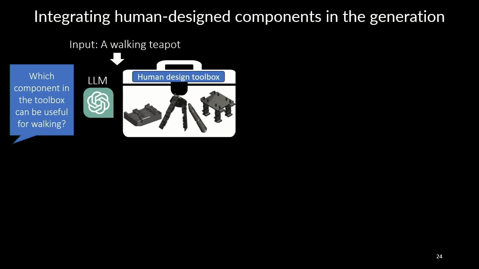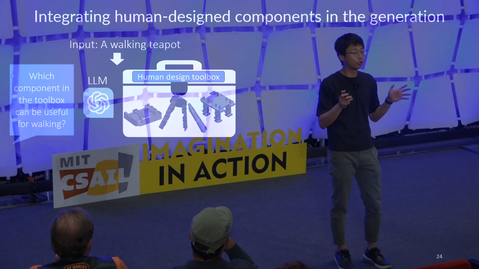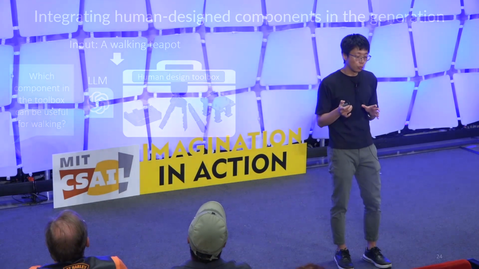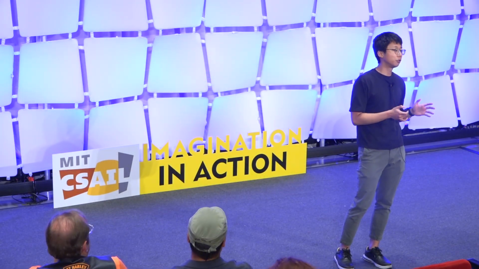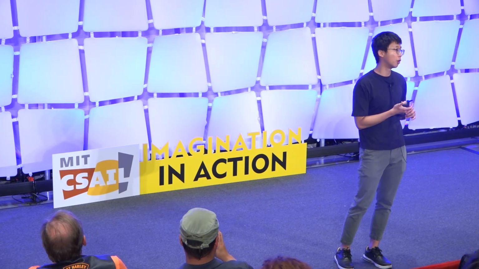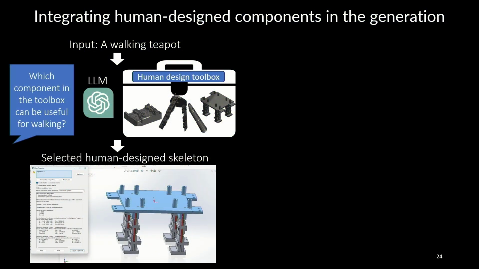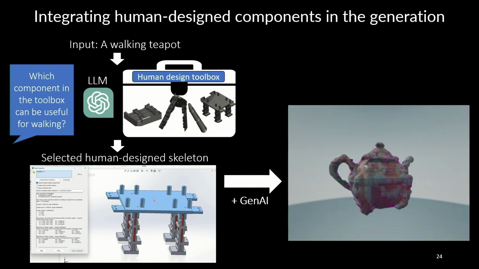Another aspect in which we can improve the pipeline is integrating human design components into the generation process. So if we have an input of, oh, please give me a walking robot, we have a human design toolbox that we collect from tons of very good roboticists. And then we can use a language model to do common sense or knowledge-based reasoning to see which components can be suitable for this walking task. And then we can retrieve or select one of the components that is relevant, and then integrate it into our design.